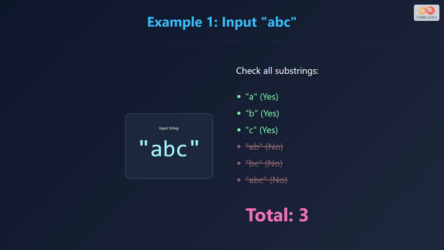Let's look at a simple example with the string ABC. The substrings are A, B, C, AB, BC, and ABC. Only the single characters A, B, and C are palindromes, so the answer is 3.